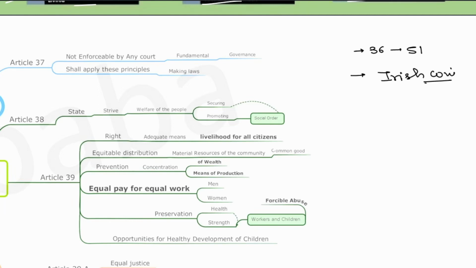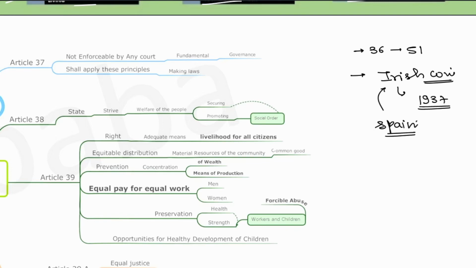Irish constitution. Please remember these points. They can come directly into prelims. This constitution was made in 1937. And they also took it from the Spanish constitution.